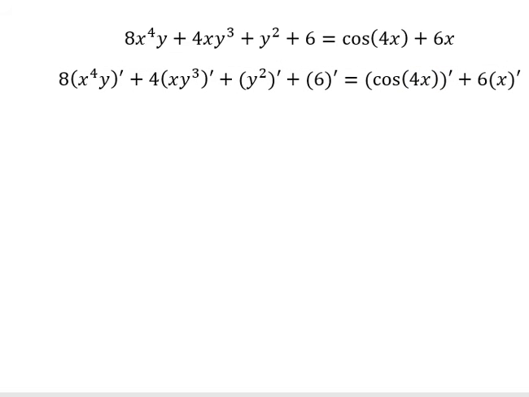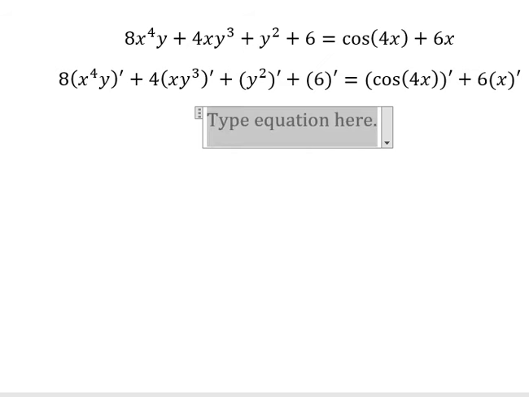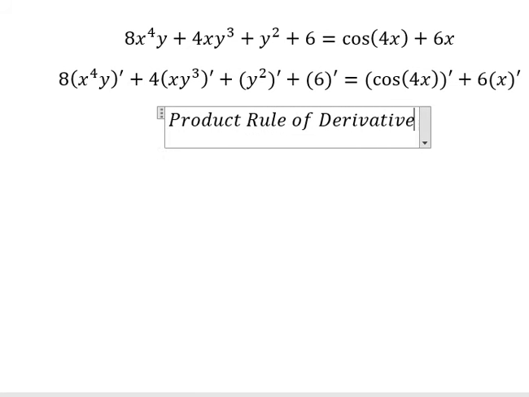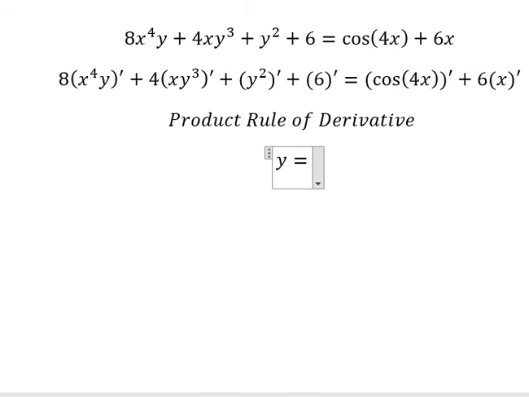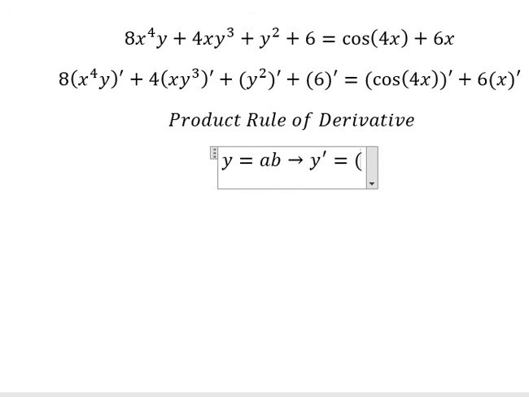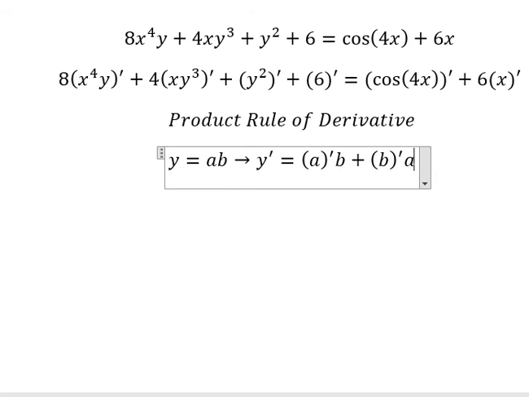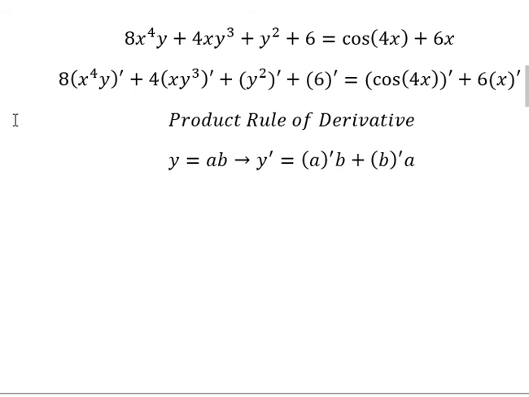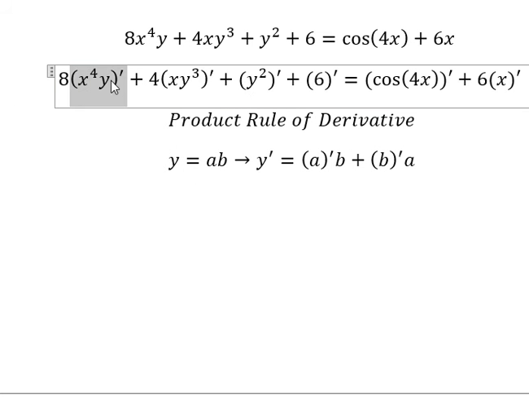Now we can apply the product rule of derivative. So if we have y equals ab, that means if we do the first derivative of this one, we do the first derivative of a multiplied by b plus the first derivative of b multiplied by a. Now we can apply the formula for this one.